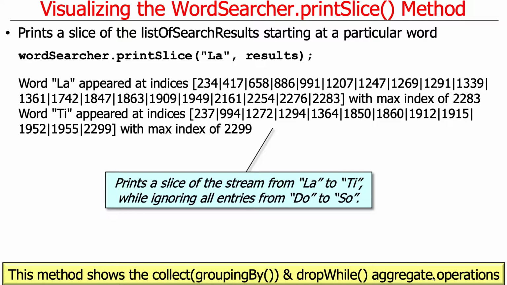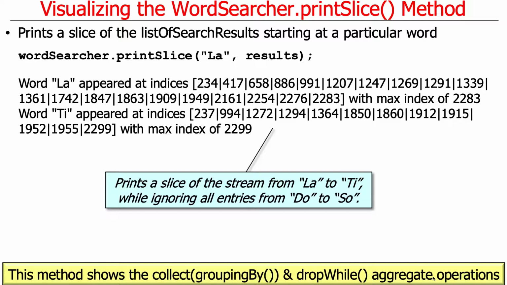So what printSlice does is you give it the results that you came up with when you searched for the words you cared about, and then you give it some word that you hope will appear somewhere in the list of results. And what printSlice does is it will go through the results and skip over everything that doesn't match the word that you gave as the first parameter to the printSlice method, in this case, la. It'll skip over everything from do to so, if you remember the do re mi song, and it'll give back a stream that starts with la and continues to the end.